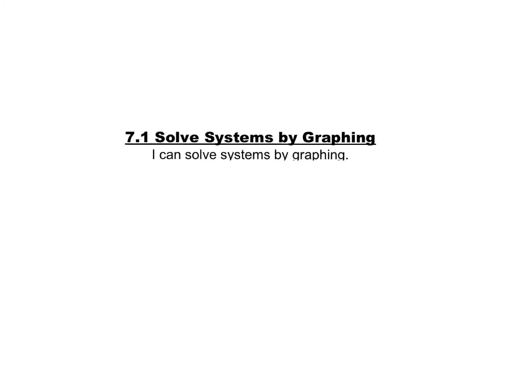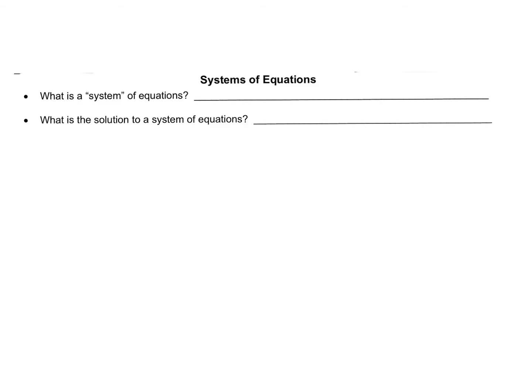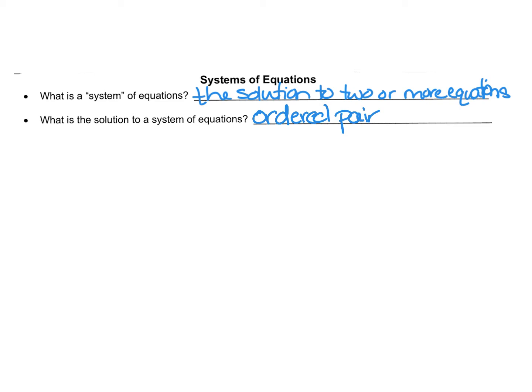In today's lesson, we're going to be solving systems by graphing. So what is a system of equations? Well, a system of equations is the solution to two or more equations. And then what is the solution to the system of equations? Well, the solution is an ordered pair where the lines intersect on the graph.